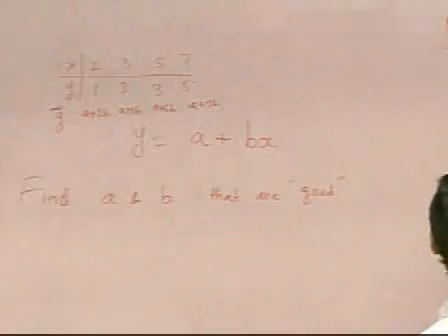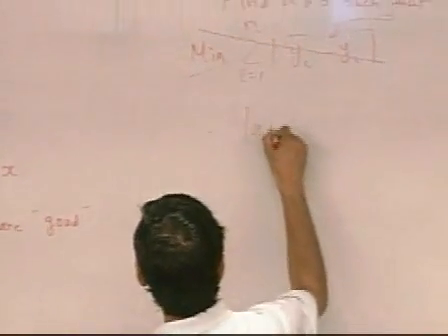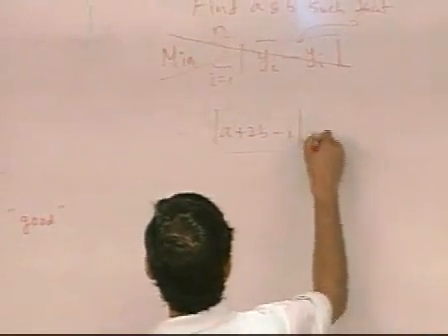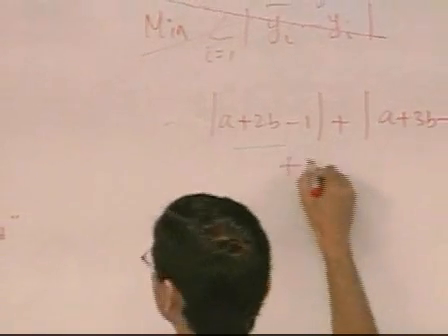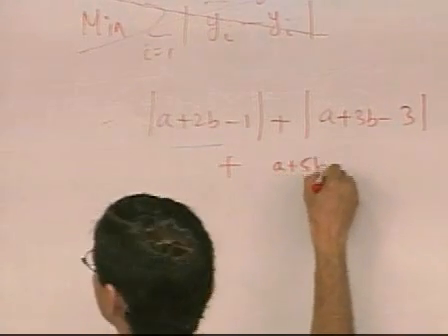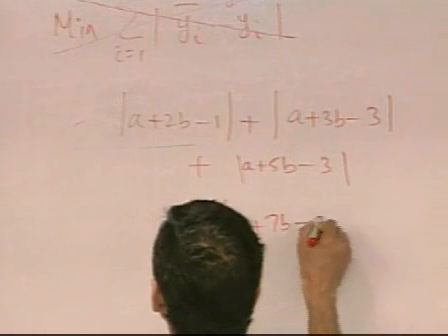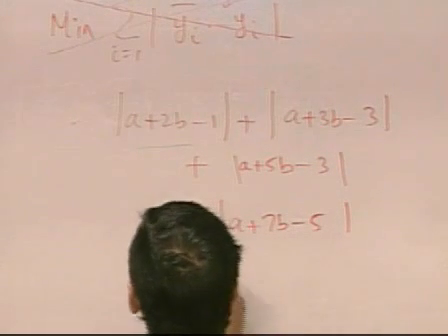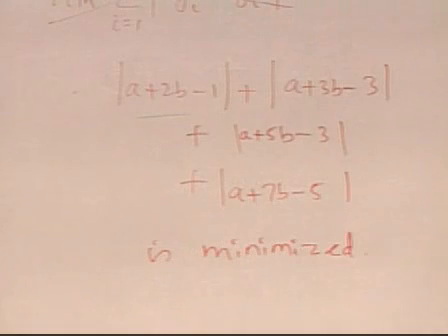Okay, so we haven't really said what y bar is. So let me actually rewrite that. Let's forget about this. Find A and B such that this quantity, A plus 2B minus 1, plus A plus 3B minus 3, plus A plus 5B minus 3, plus A plus 7B minus 5, is minimized. Okay. Does that make you happier?